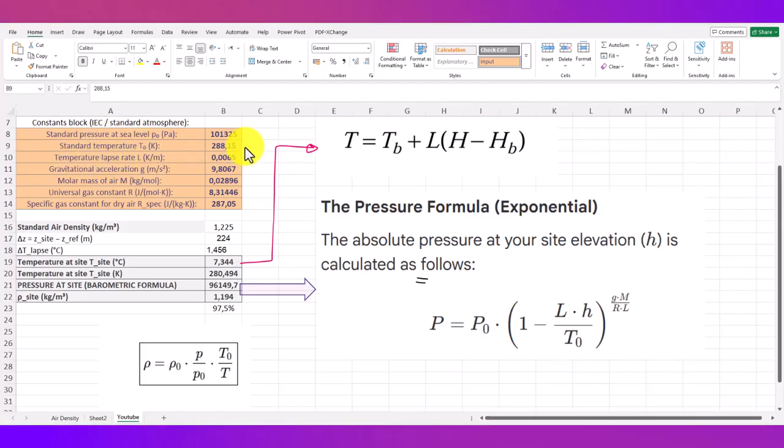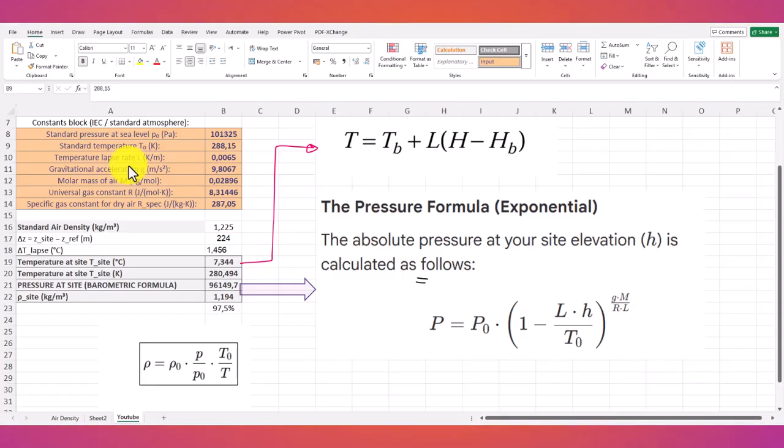101,325 Pascal, standard temperature T naught 288.15 Kelvin, gravitational acceleration g, the molar mass of the air M, and the gas constant R. These are the parameters that we should take into consideration.